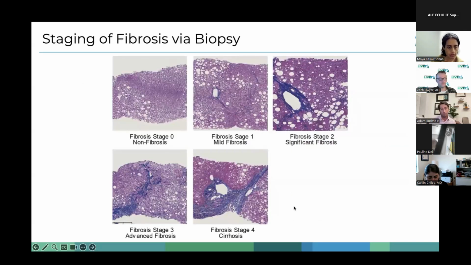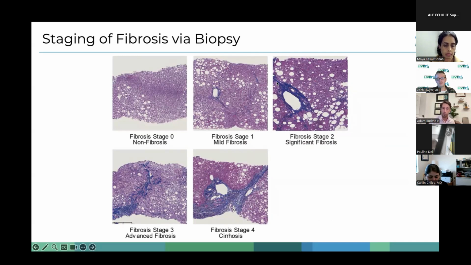And then more importantly, or more predictive of outcomes, is the stage of fibrosis. So those who have no fibrosis, of course, would be stage 0. And then those who have periportal fibrosis, which you can see by the blue stain for fibrotic tissue around the portal tract here, will have stage 1.